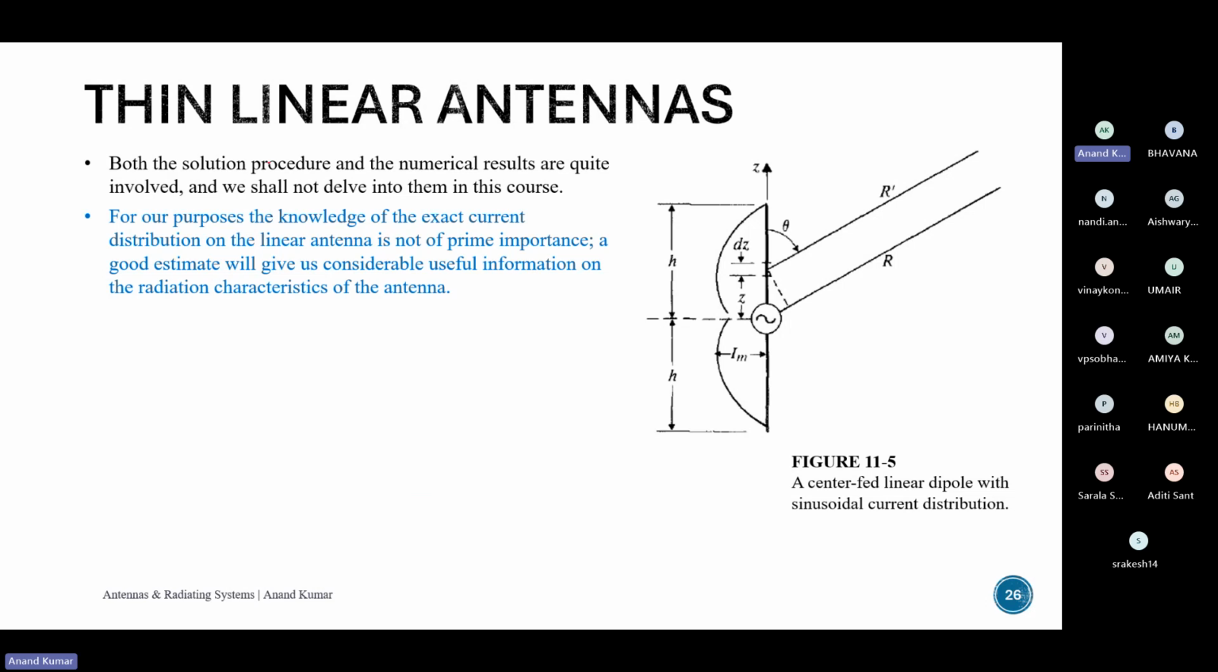Okay. Since those derivations are very complex, we won't get into the complex derivations. We'll do a simpler derivation. For our purposes, the knowledge of the exact current distribution on the linear antenna is not of prime importance. What this means is it could be a very different function, but using a mathematical model for this function might be very difficult. So what we do is we take an approximate function, which is much easier.